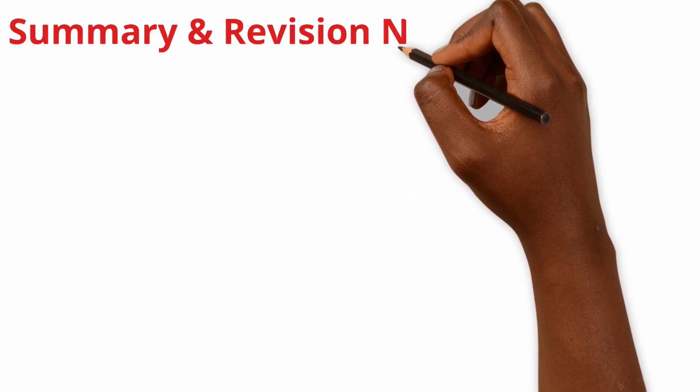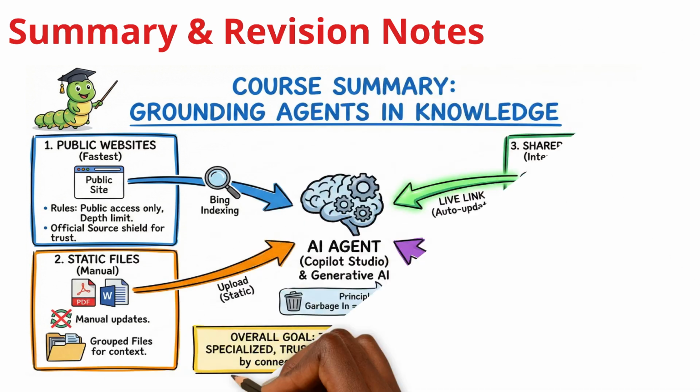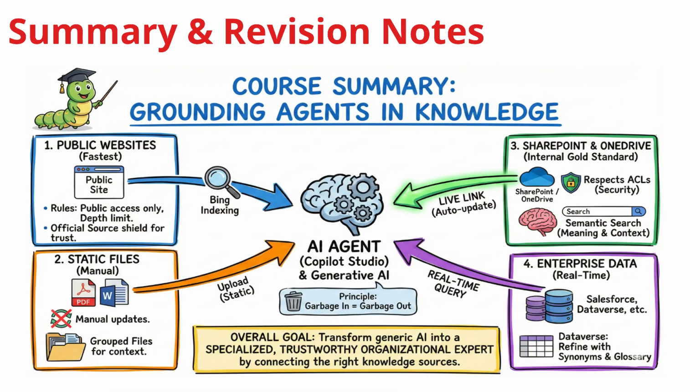Welcome to the course summary for grounding agents in knowledge. Look at the center. This is your AI agent. Remember the core principle. Garbage in equals garbage out. To get a trustworthy expert, you need quality inputs. As the bottom banner states, our goal is transforming generic AI into a specialized organizational expert by connecting the right sources. We covered 4 methods.